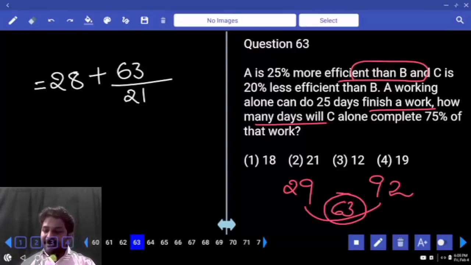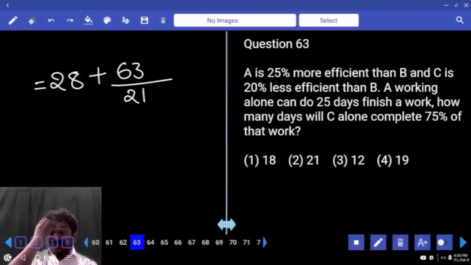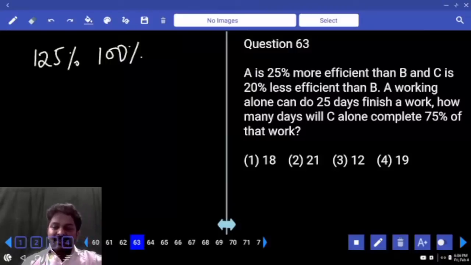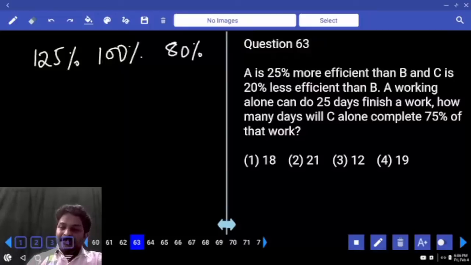A is 25% more efficient than B. C is 20% less efficient than B. So A is 25% more efficient than B. That means if B value is 100%, efficiency of A becomes 125. C is 20% less efficient than B, 20% less than 100 in the sense, which becomes 80.